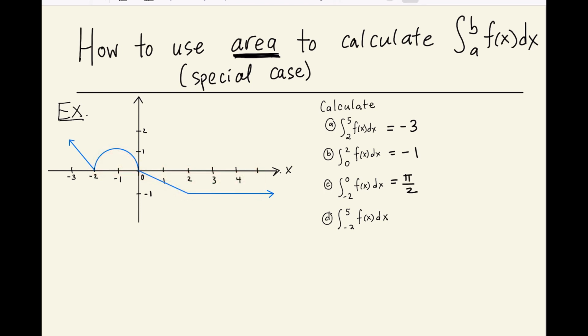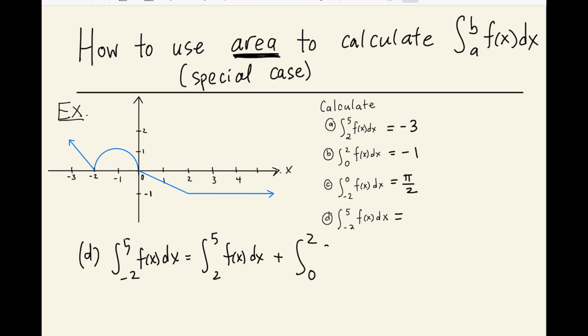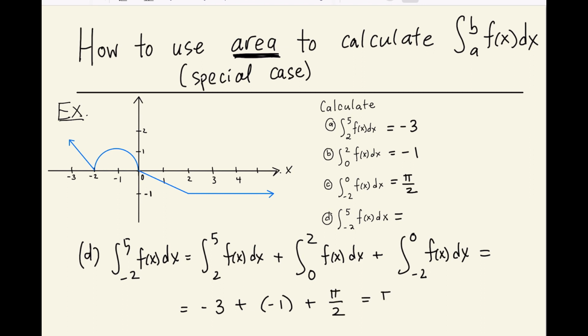Integrals have this nice property that the integral from negative 2 to 5 is equal to, let me do this over here, the integral from 5 to 2 plus the integral from 2 to 0 plus the integral from 0 to negative 2. So I can break the integral up like that, which is really nice. So that's negative 3 plus negative 1 plus pi over 2. My final answer is pi over 2 minus 4, and that is my net area.